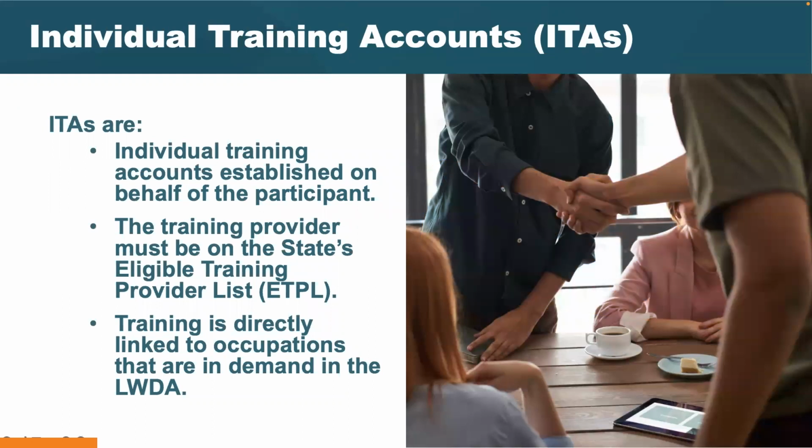To receive funds from an ITA, the training provider must be on the state's eligible training provider list, or ETPL. Lastly, the training must be directly linked to occupations that are in demand in the local workforce development area or that have a potential for sustained demand or growth.